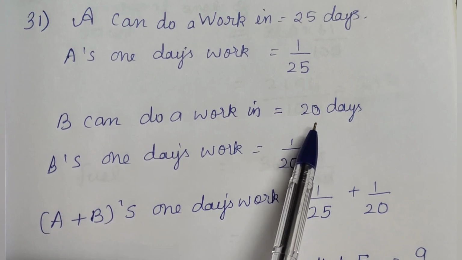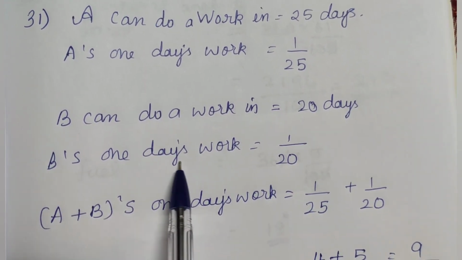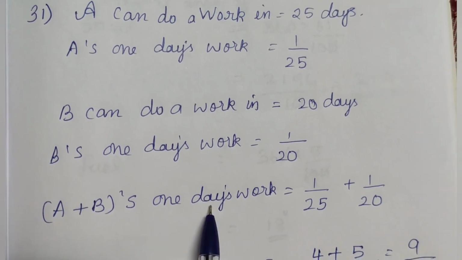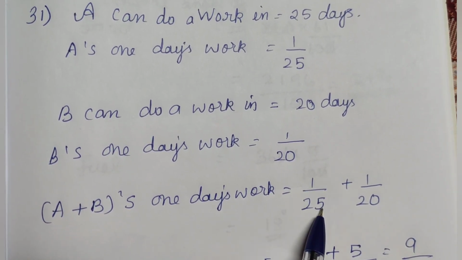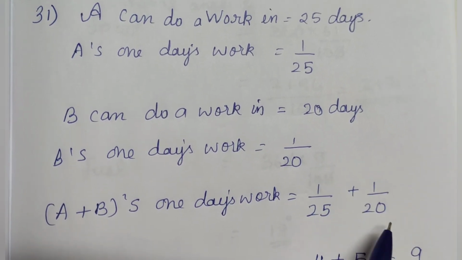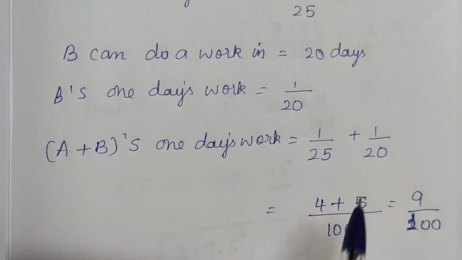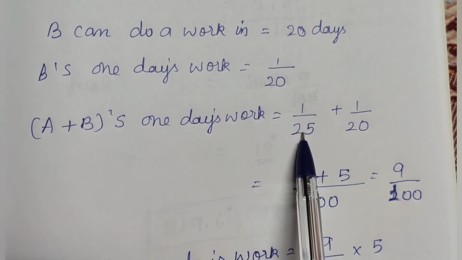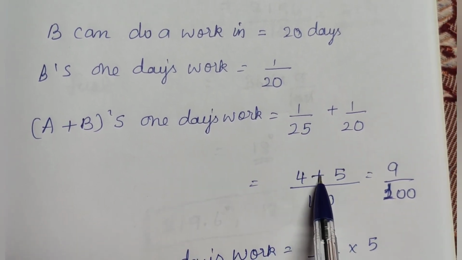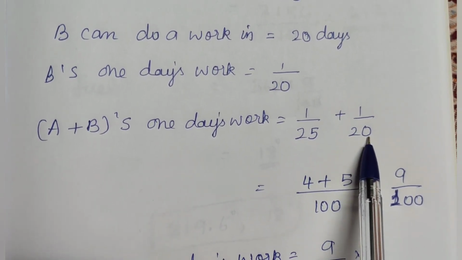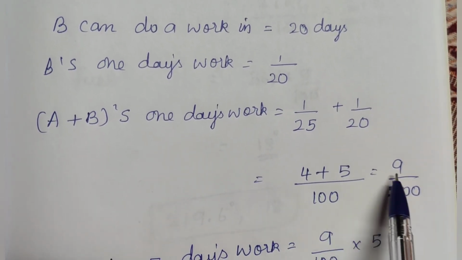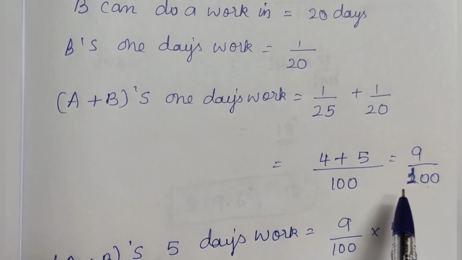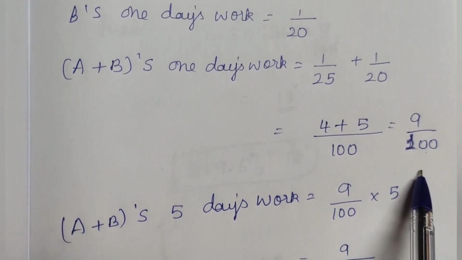B can do a work in 20 days. Therefore, B's 1 day's work is equal to 1 by 20. So A plus B's 1 day's work is equal to A's 1 day's work, 1 by 25, plus B's 1 day's work, 1 by 20. Now when you add, for 25 and 20 the LCM is 100. 100 divided by 25 is 4, 4 into 1, 4, plus 100 divided by 20 is 5, 5 into 1, 5. 4 plus 5, 9 by 100. So A and B's 1 day's work is 9 by 100.